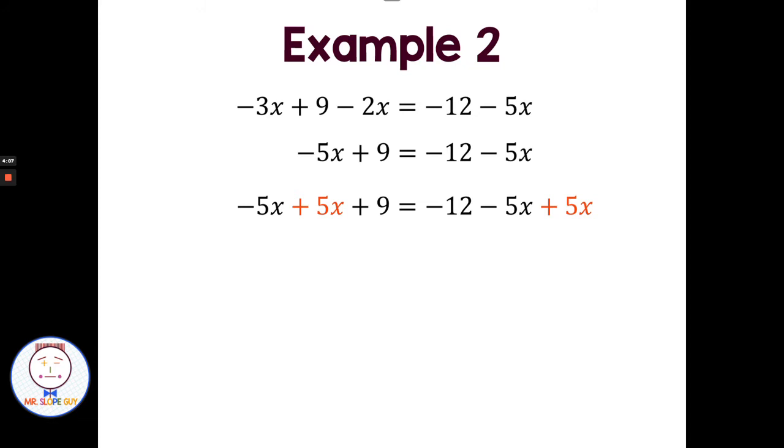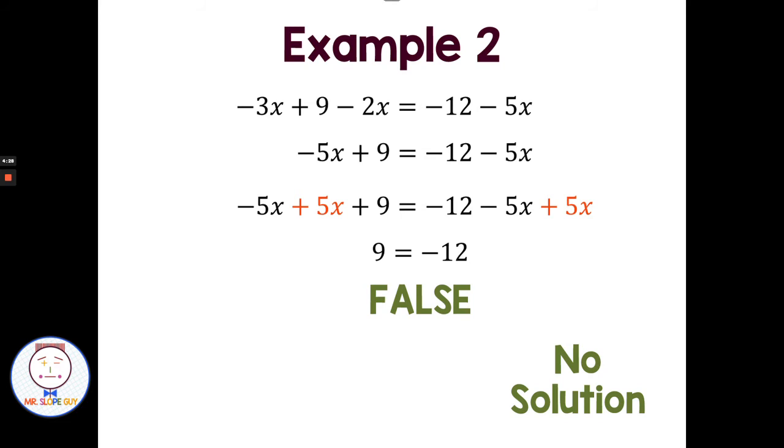I have the same thing happen on the right side. Subtract 5x plus 5x will cancel out the x's on the right side. So while attempting to get my x's all to one side, my x's have all dropped out, and I'm left with 9 equals negative 12. And 9 does not equal negative 12. That is a false statement. So in this case, we have no solution, meaning there's no value for x that will work in the original equation. If your variable drops out and gives you a false statement, that's when you have no solution.